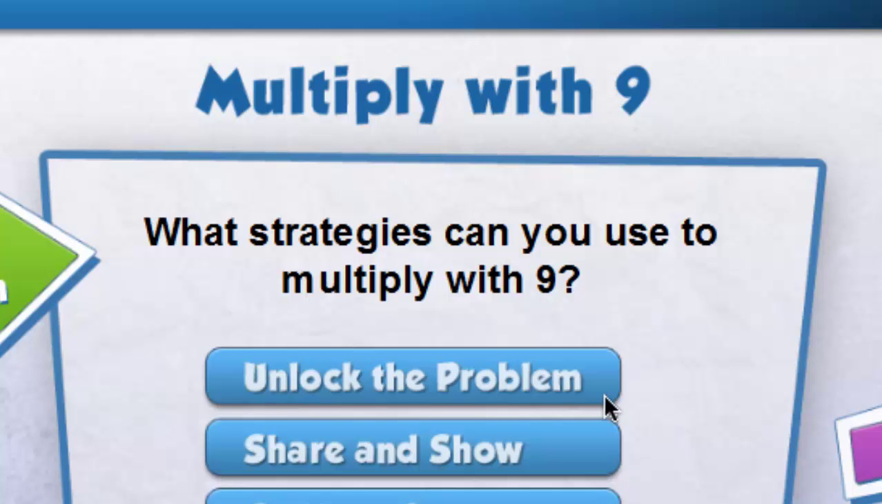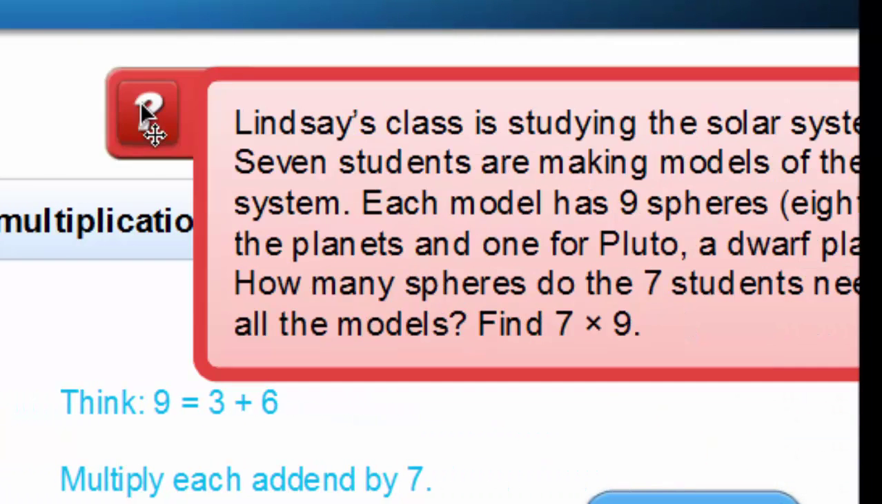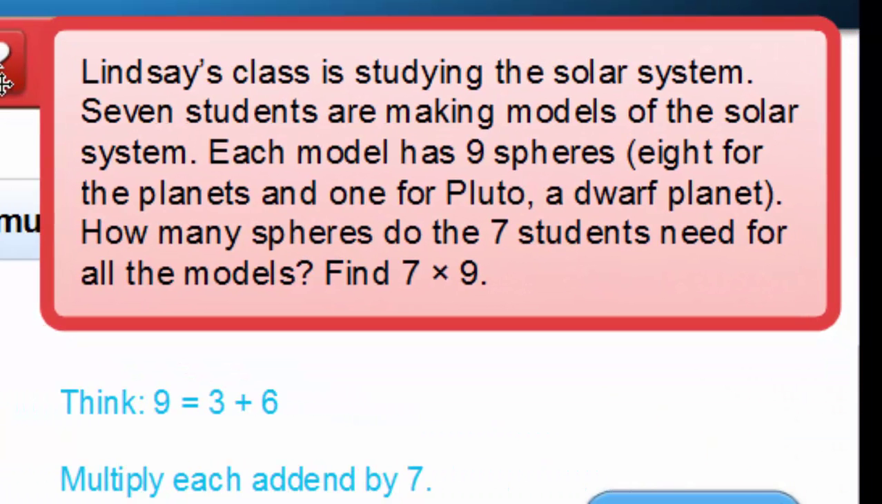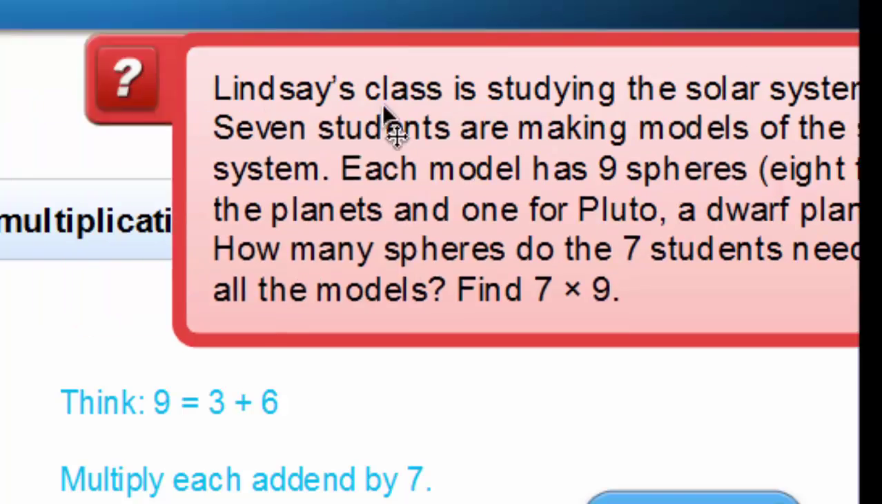Let's unlock the problem. First of all, here's our problem. Lindsay's class is studying the solar system. 7 students are making models of the solar system. Each model has 9 spheres, 8 for the planets, and don't leave out Pluto, that little dwarf planet. How many spheres do the 7 students need for all the models? We need to find 7 times 9.